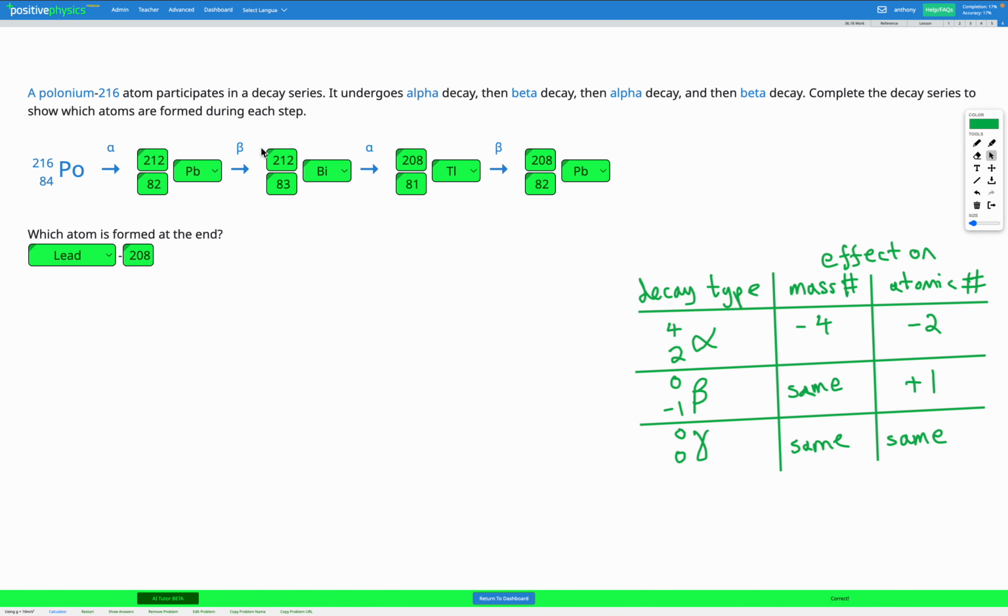So you can see in these questions, you just need to look at what type of decay is happening each step and make the relevant changes to the mass number and the atomic number. Then use your periodic table to figure out which element we have each time.